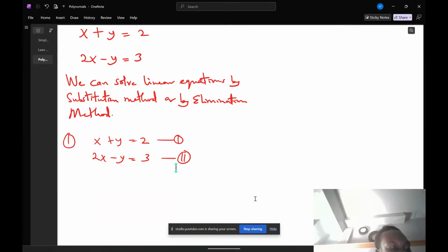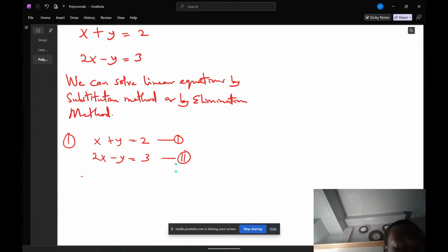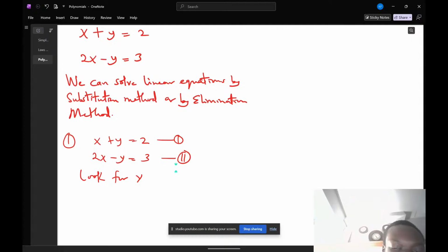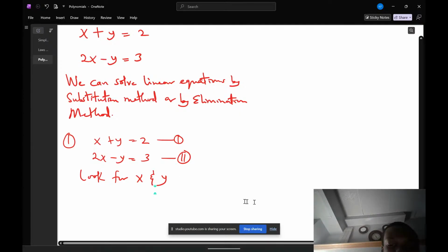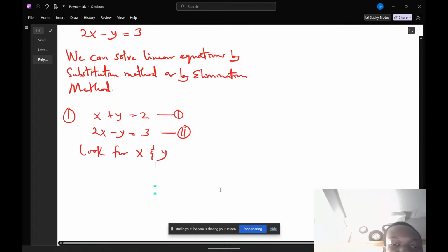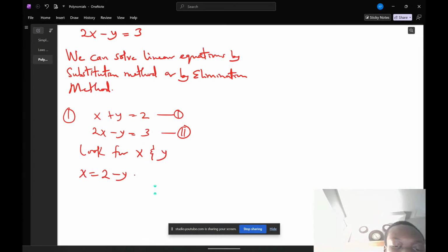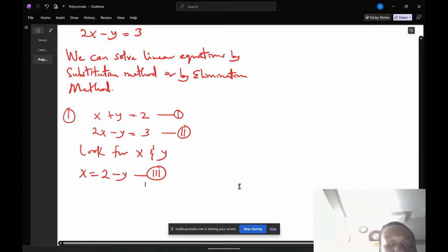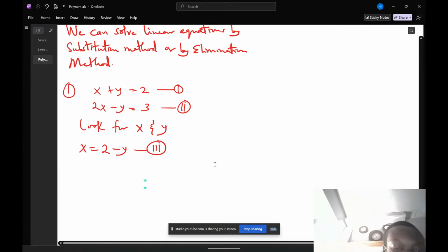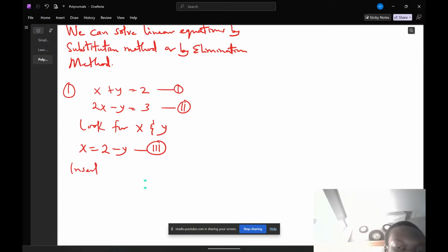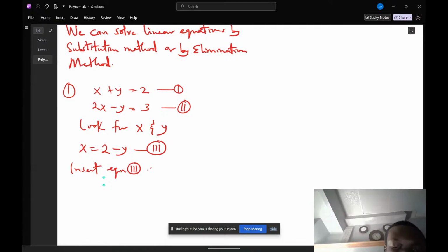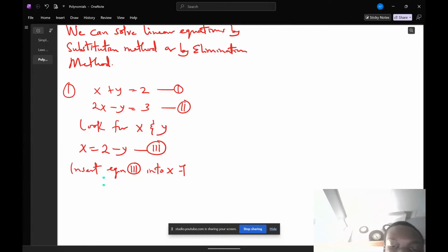So I'm going to be solving this question by substitution method. We are looking for x and y. So I can rewrite equation 1 as x equals 2 minus y. We can make this one equation 3. So for us to be able to get x and y, now we can insert equation 3 into x of equation 2.